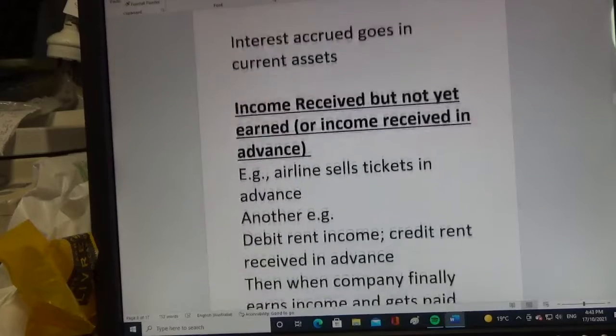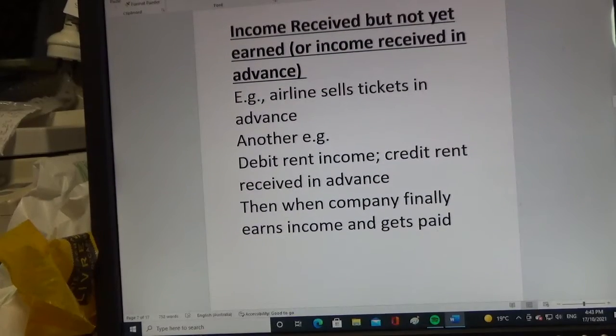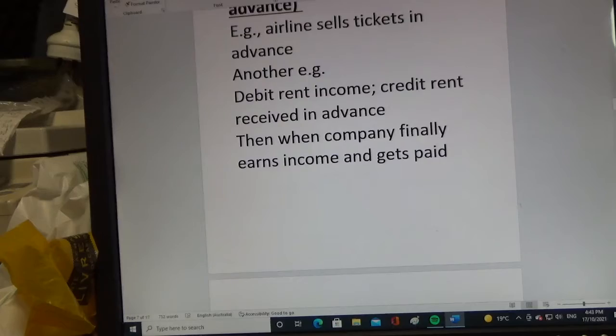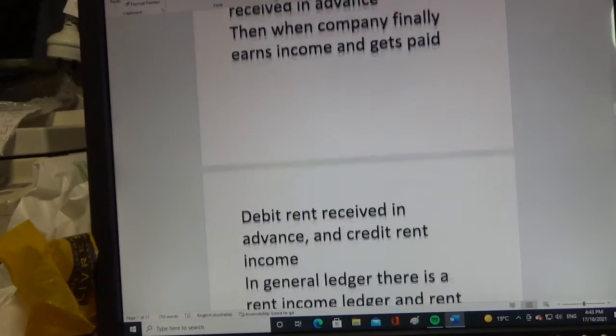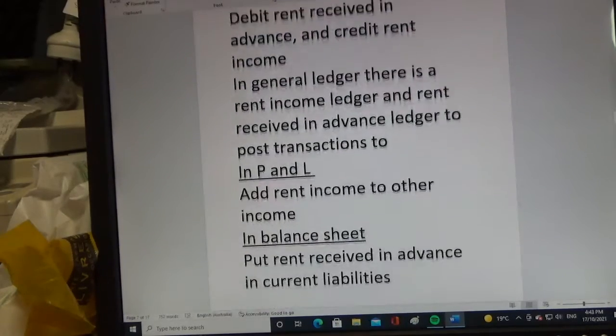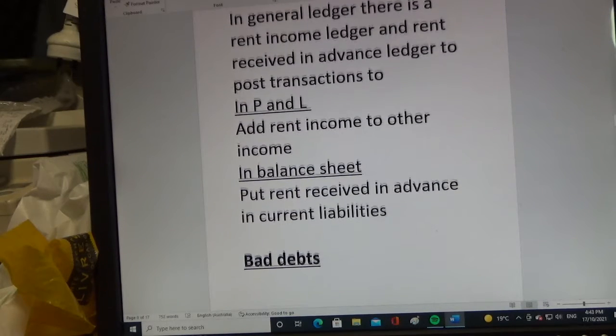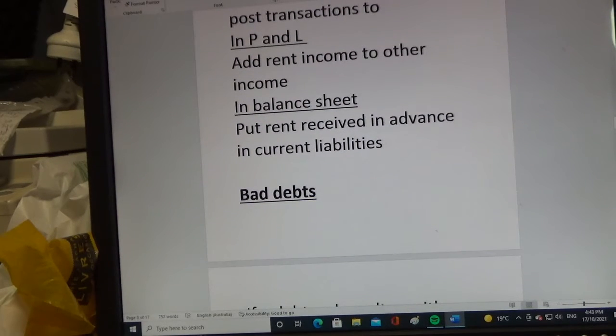I wasn't going to go through that. Income received but not yet earned, income received in advance. From the airline's point of view, that's when they've received your money, their income, but they haven't flown you yet to your destination at a future point in time. So over 2 periods. Rent received in advance goes in current liabilities.